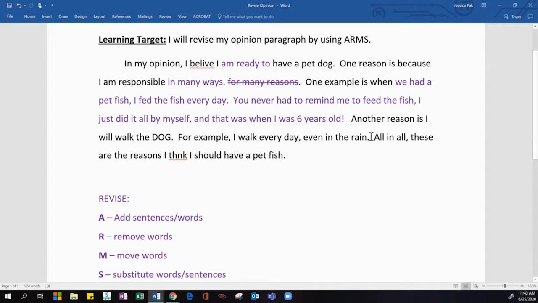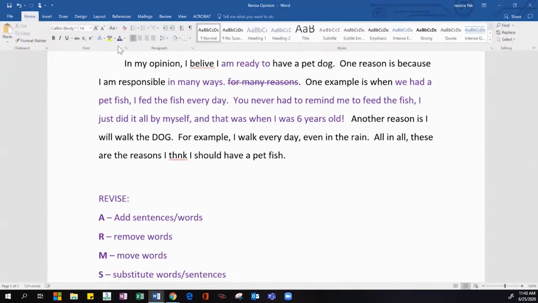For example, I will walk every day in the rain. So instead of just ending there, I'm going to go ahead and add way more to this to show my parents that I am so ready for a dog. For example, I will walk every day, even in the rain.